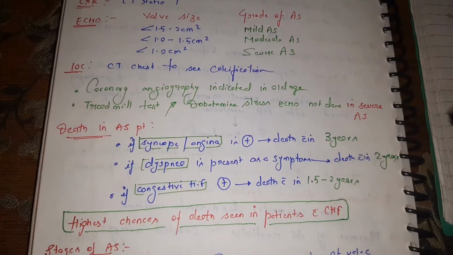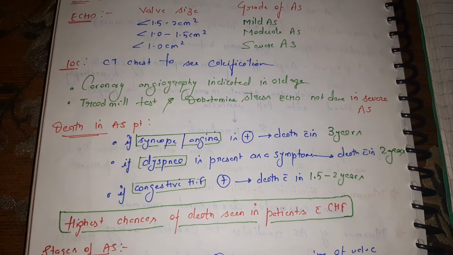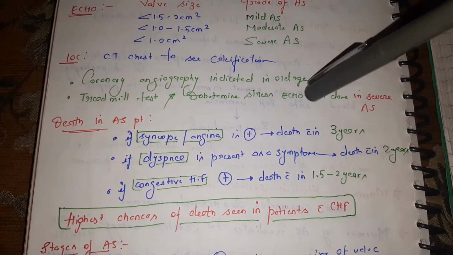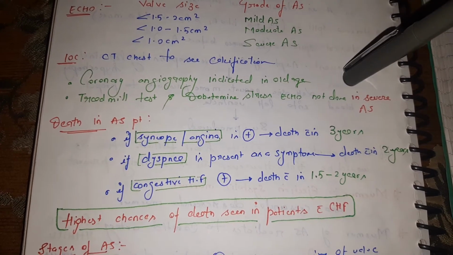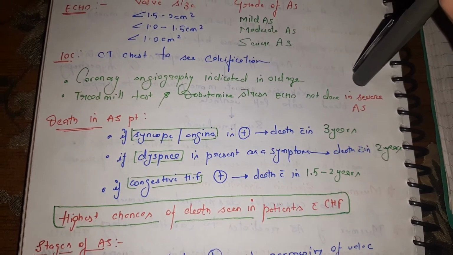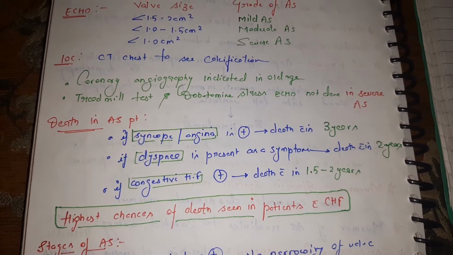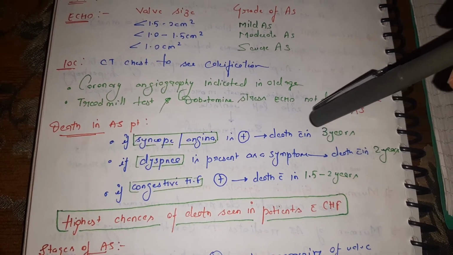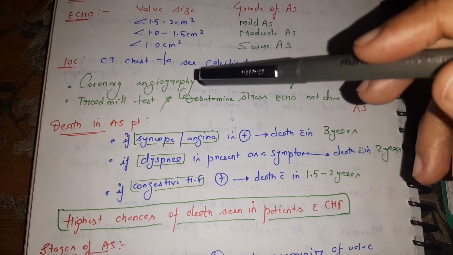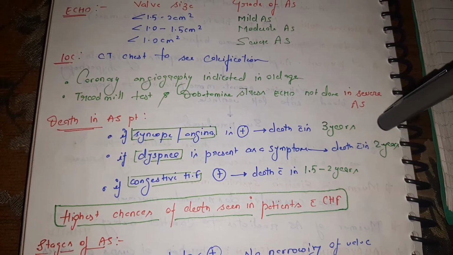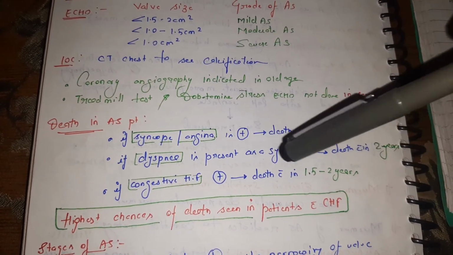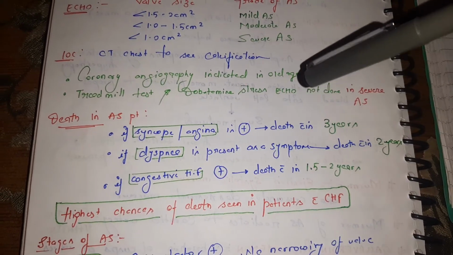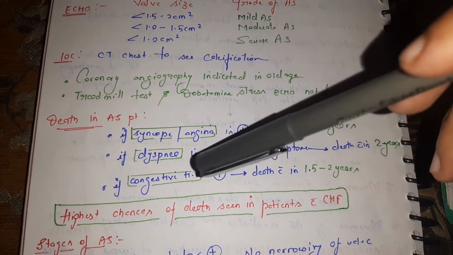CT chest is done to see calcification, as we know in old age we can see fibrocalcification. So coronary angiography is indicated in old age. Treadmill and dobutamine stress echo tests are not done. Death in the patient will be due to syncope and angina if it occurs within 3 years. If death occurs in 2 years, then dyspnea is the cause. If death occurs in 1.5 to 2 years, then it is congestive heart failure. So the highest chances are with congestive heart failure.